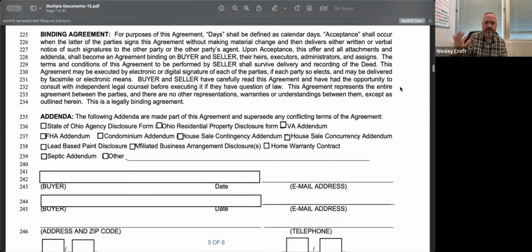Binding agreement. I call this the cold feet clause. So basically what it's saying is, listen, you are signing an agreement that is legally binding. If one or the other party, either the buyer or the seller, chooses not to perform based on what the contract states, the other party can bring legal action.